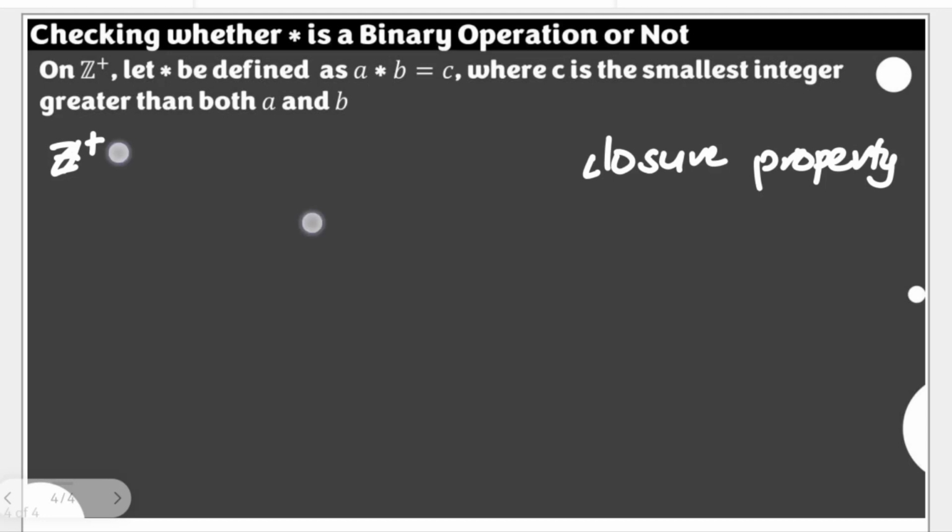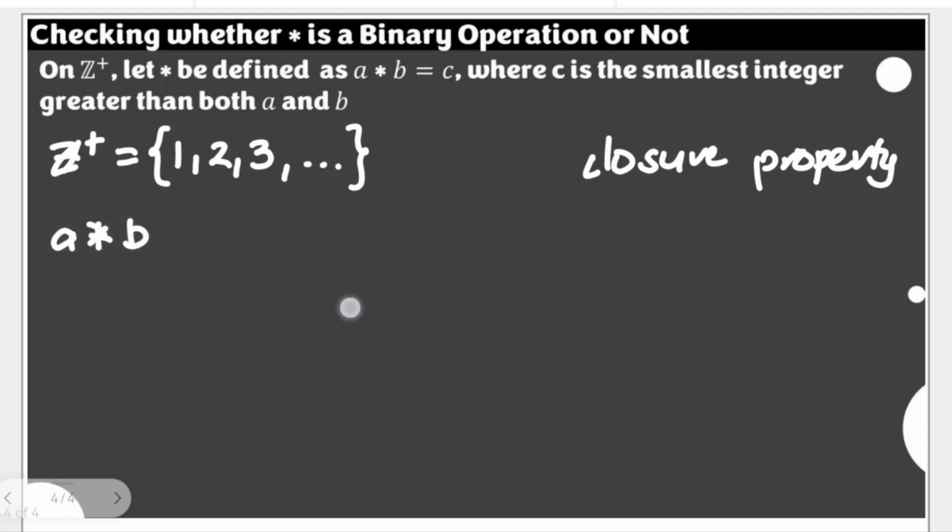Of course, in Z plus we have 1, 2, 3, and so on, because we have infinitely many elements here. And we are trying to determine the presence of c as a result of a star b, where c, again, is the smallest integer greater than both a and b. From the operation itself, we have an integer, so we are sure that c is an integer, right? Because c is the smallest integer greater than both a and b.